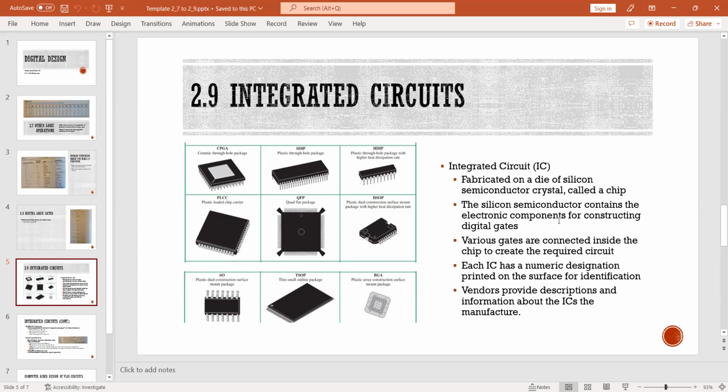Usually all of these have a numeric designation on the top of them, and you can tell who the vendors are. The vendors will provide descriptions, either on the web or in manuals, to tell you what you need to know about that chip. There are other pictures out there. You can go look that up.